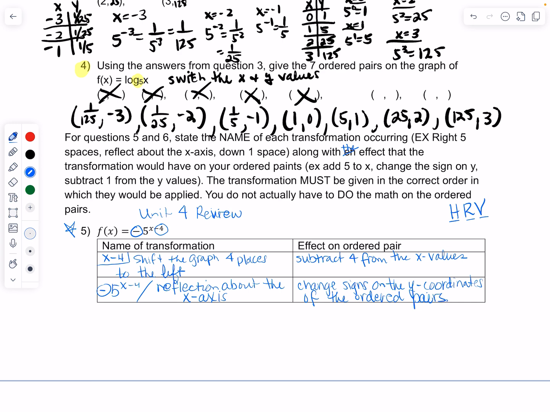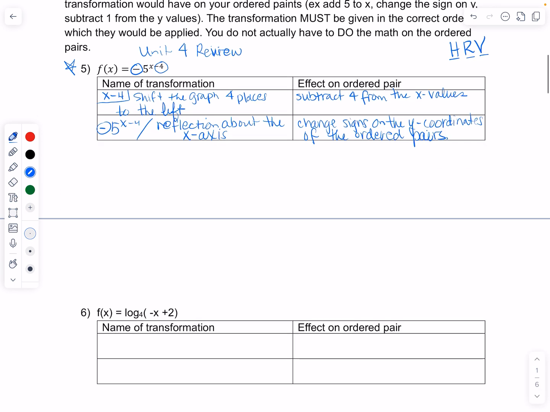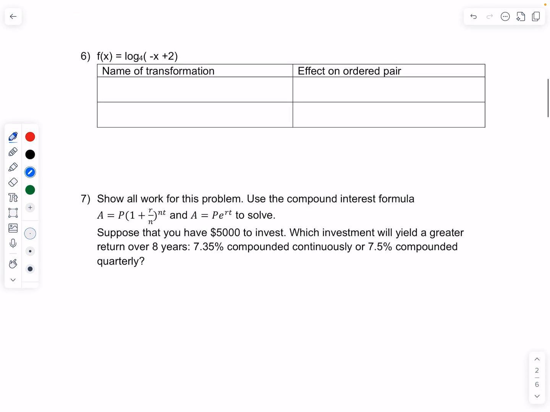Okay, so that is question number 5. Question 6 has the same directions, so we're going to look at and figure out what we do first. Again, remember the mnemonic device was Henry rents vehicles. So let's see if we have any horizontal shifting first, and we do. Inside the parentheses, we have -x + 2, but the +2 is going to be the horizontal. So I'm going to put a little note. I'm doing the x + 2, not the negative, but the x + 2.